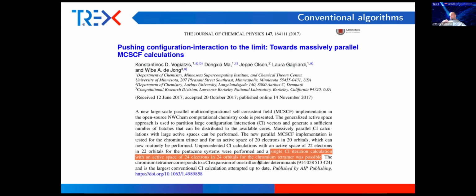So if you look at the literature today, the largest possible FCI calculation that has been done was 24 electrons in 24 orbitals, which is quite small in terms of systems, but it represents 900 billion determinants. So it's really a huge calculation. So you really see that with the factorial scaling, it's really hard to reach.